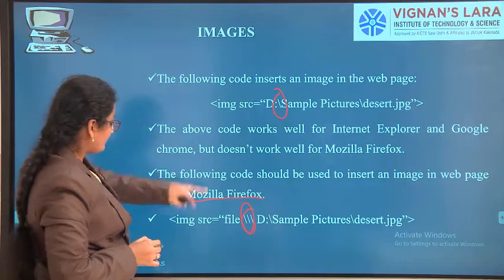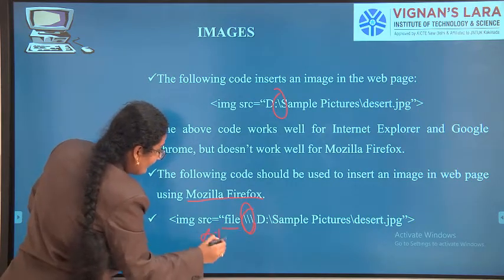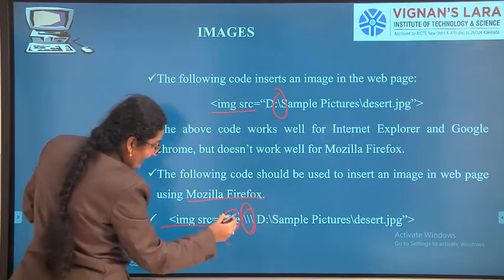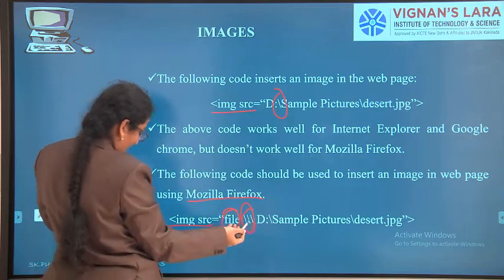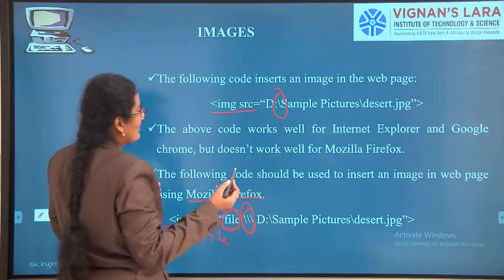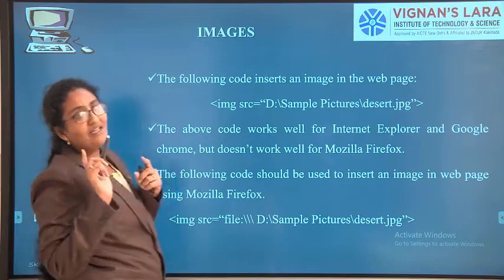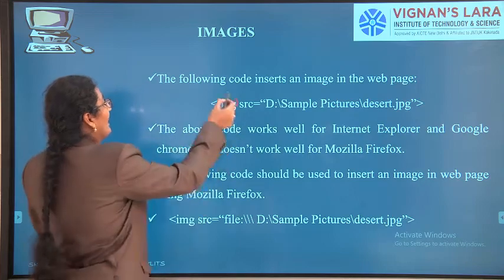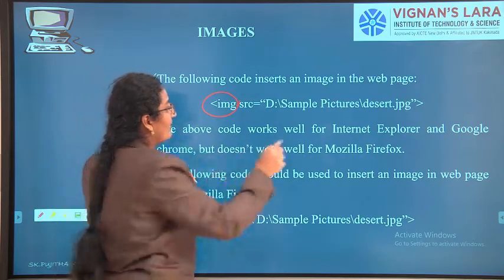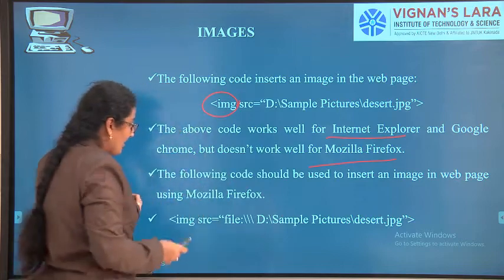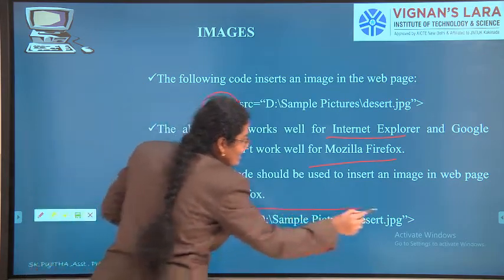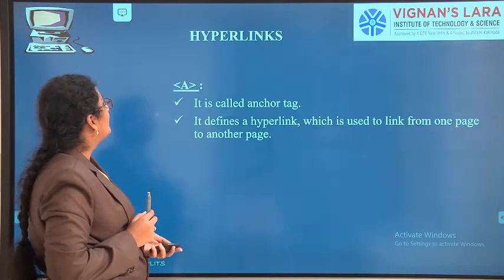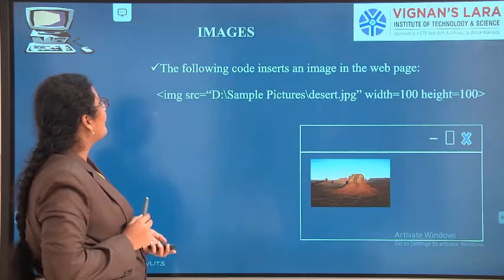See here, file. Here also it is the image tag and source only. But here we are indicating where the file is, and that file also we are indicating with 3 slashes. So this is the difference. Our main intention is to insert an image into a web page. We can do that with the help of the image tag, but it is different for Internet Explorer and Mozilla Firefox. For Mozilla Firefox, you need to give a separate path. So this is about images.